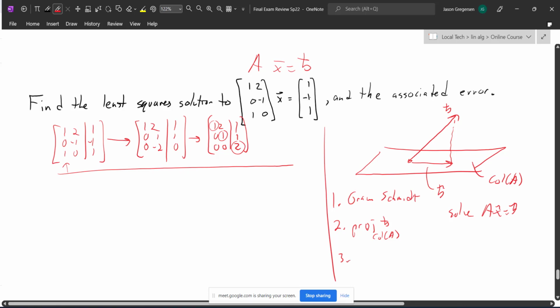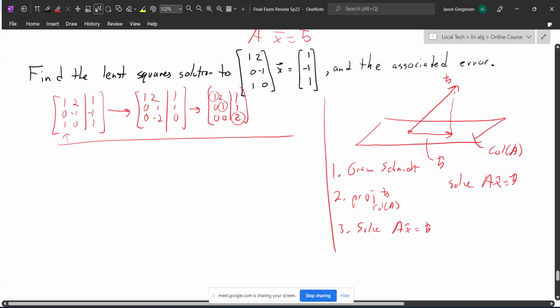Even after doing all that, I would still have to solve the equation A x hat equals b hat to find my least squares solution. Okay? So that's a long process. Now the nice thing about that process is I can write all of those steps in terms of inner product, so I could really generalize that to any space.